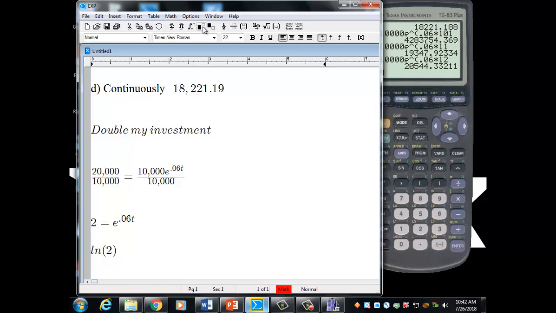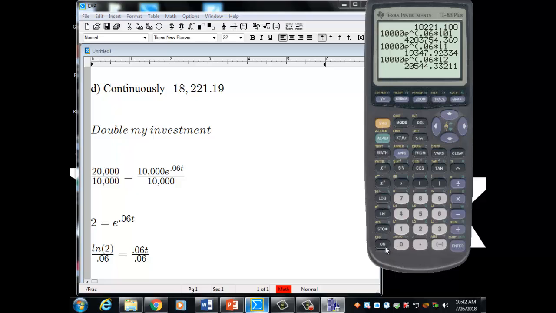Take the ln of both sides. When you take the ln of the other side, you'll just get 0.06t. The e will go away. E and ln are inverses of each other. All right. And then how do you solve for t? Divide by 0.06. So the length of time it takes for it to double would be the ln of 2. This is where you got to be careful. Don't hit divide by 0.06. Close that parenthesis first and divide by 0.06. 11.55.